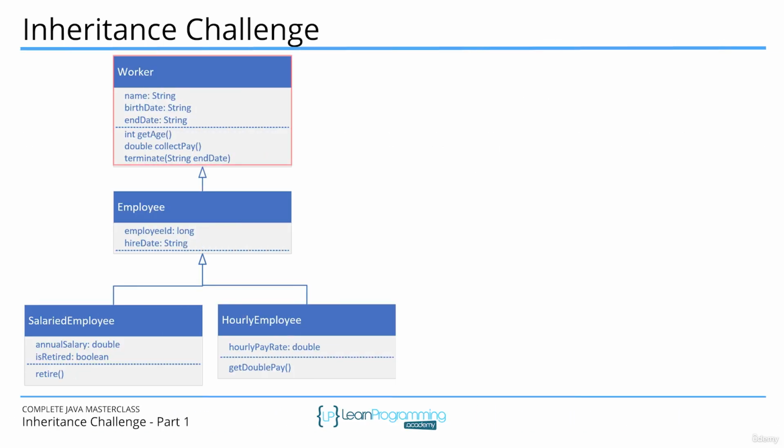This diagram starts with the worker class at the top of the hierarchy. This is the base or superclass. It shows one subclass, employee, but you could imagine other types of workers, perhaps contractors and interns, for example. From employee, I have two subclasses. These are salaried employee and hourly employee.